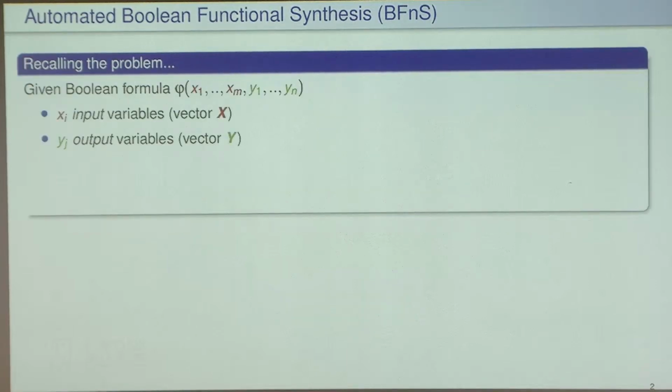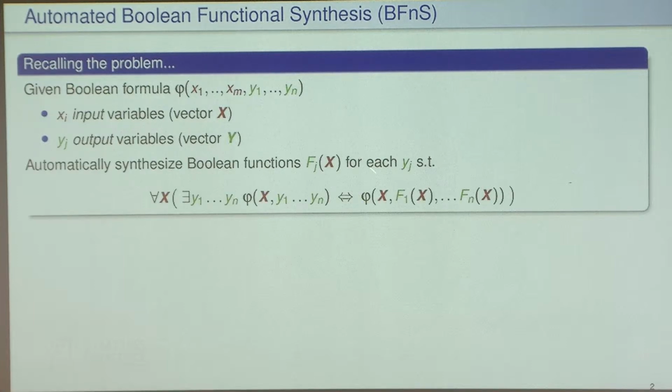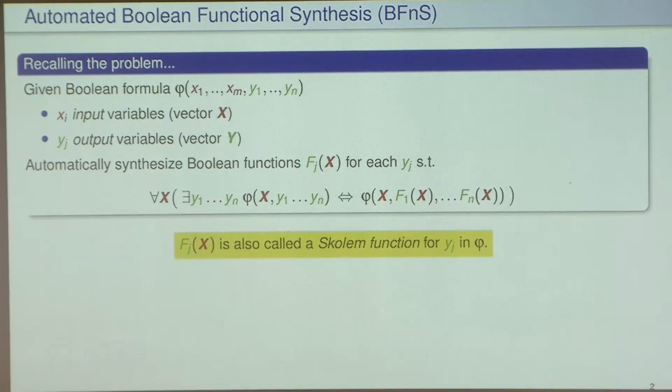Again, I know that Kuldeep motivated all this very nicely, but there were some people I saw walking in after first 10 minutes. So let me just quickly restate the problem and go ahead. Remember that the problem is that we are given a Boolean formula with, let's say, m inputs and n outputs, and we want to automatically synthesize these Boolean functions, for each output yj in terms of all the inputs, such that this holds. For all inputs, if there exists a way to make the relation evaluate to true, then these column functions, when I plug in, should make it evaluate to true.